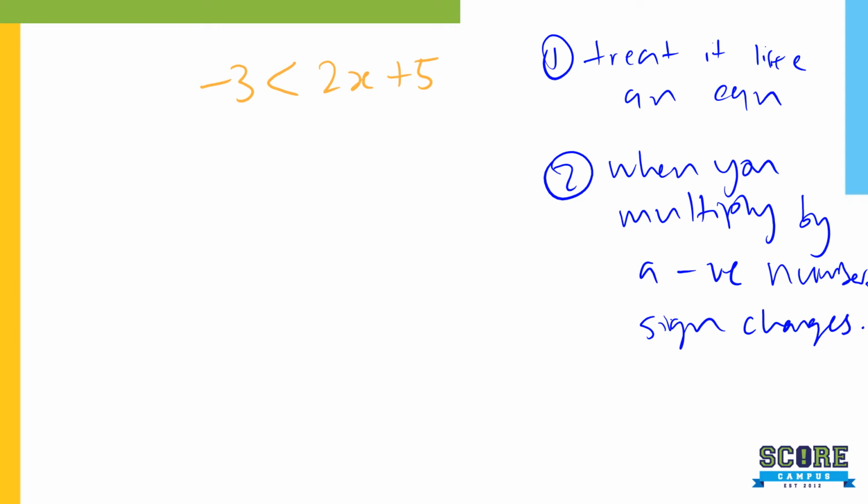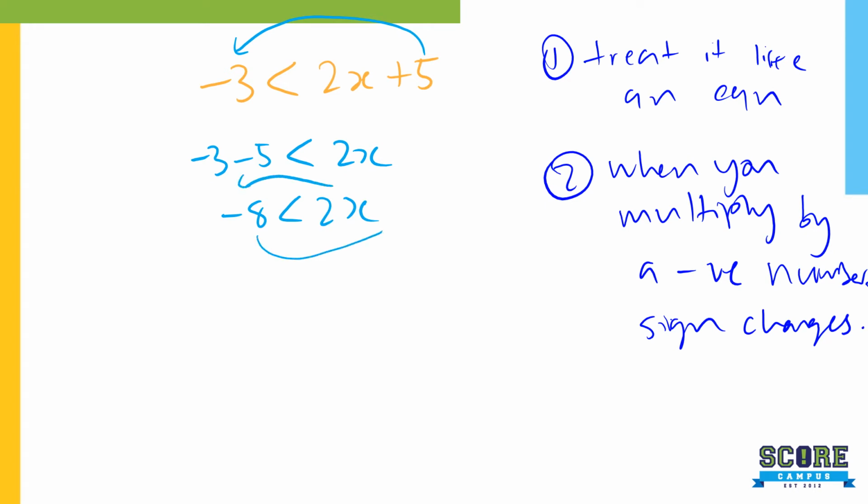Now I will show you a transferring method where I'm not going to change the sign first. Let's treat it like a normal equation. Minus 3 is smaller than 2x plus 5. What I want to do is make 2x the subject. So minus 3 minus 5 smaller than 2x, because this one is going over to this side. And then I got minus 8 smaller than 2x. Now I need to find my answer, so I'm just going to shift this over to this side. So 2x smaller than 8, x smaller than 4.